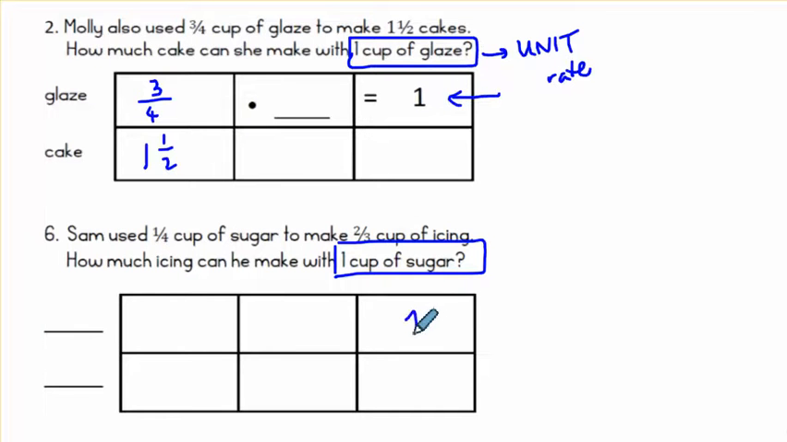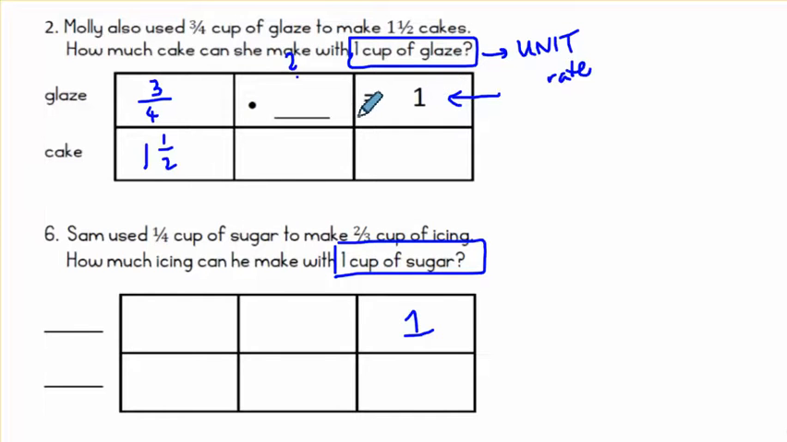You can go ahead and fill this one in for number 6, and all the way down your worksheet, you're always going to be figuring out how much you need for one of something. So the question now is, what can we multiply 3/4 by to get to 1 whole? All right.